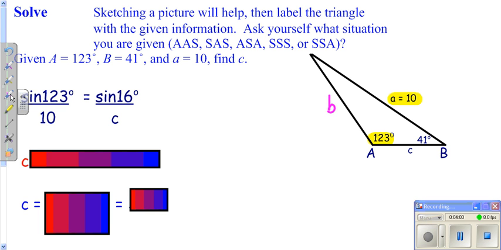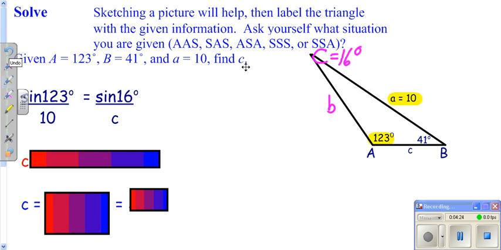Well, the 16 comes from, all three of these angles have to add up to what? All the angles have to add up to 180. So this angle up here, angle C, is 180 degrees minus your 123 minus your 41, and that's where the angle of 16 degrees comes from.